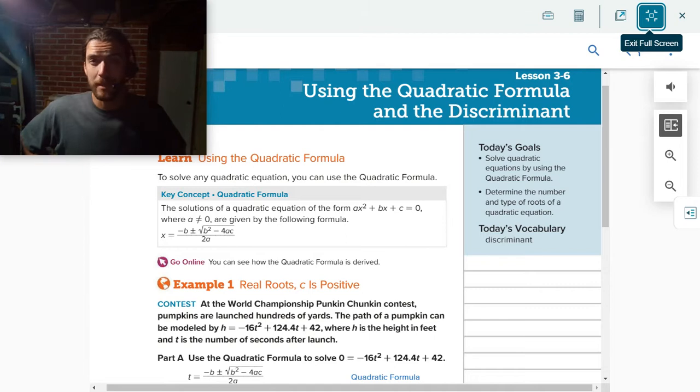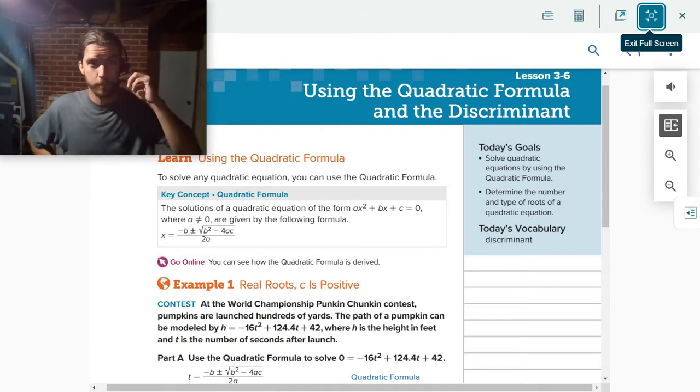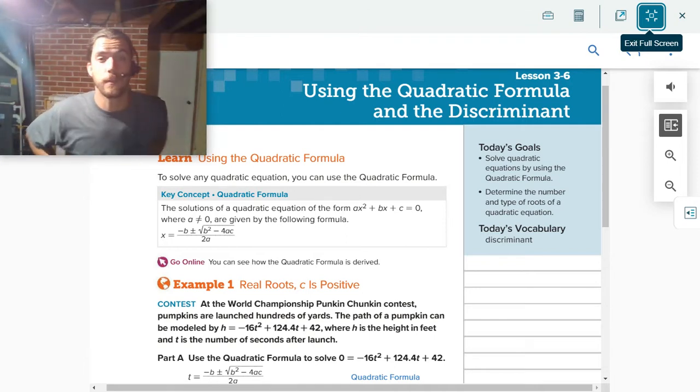Welcome to Lesson 3.6 on using the quadratic formula and the discriminant.